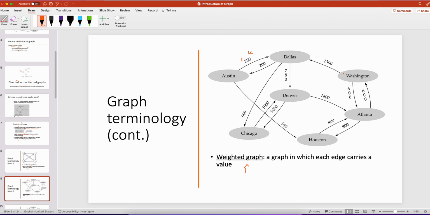And from Dallas to Washington, it is 1,300. So it's from Washington to Dallas. So it is easy to understand that you have different weights on the graph. Based on the different weights, we can use our algorithm to find the most efficient way from one particular location to another particular location. That is what we use, for example, in Google Maps. So we can use the algorithm to find the recommended path.